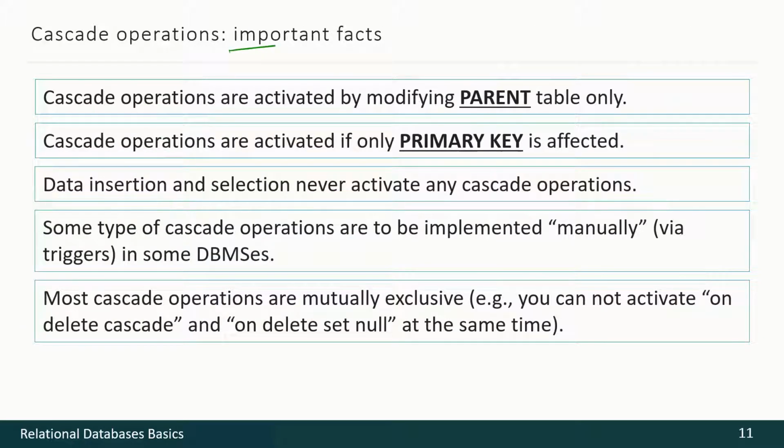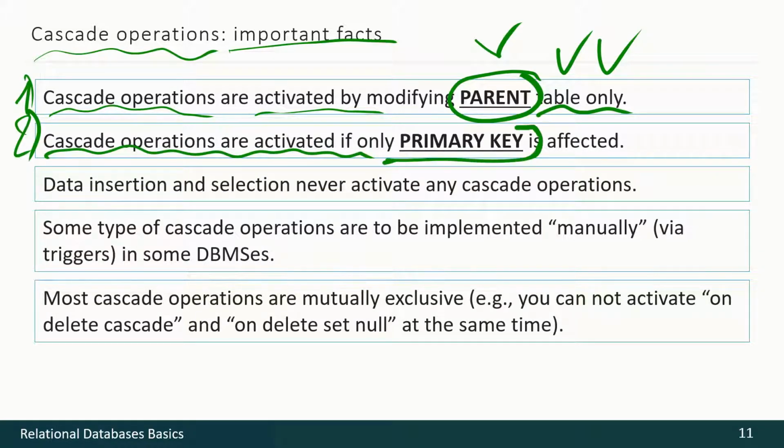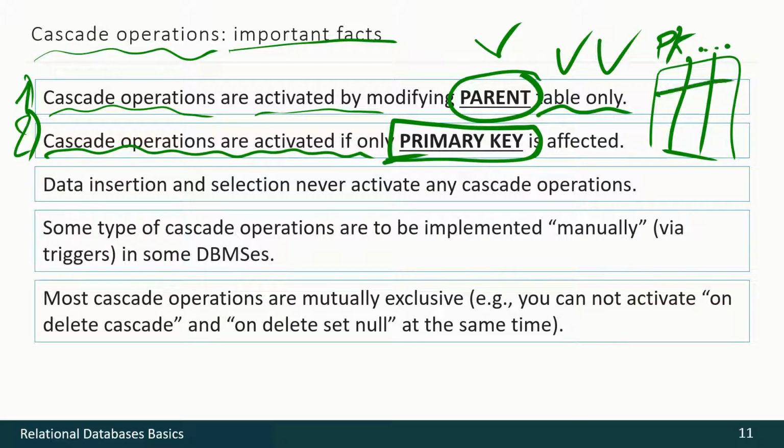And here are some important facts about cascade operations. First of all, cascade operations are activated by modifying the parent table only, never by modifying a child table, so parent table only. The second, cascade operations are activated only if the primary key is affected. For instance, if you have a table, this is the primary key, these are some other fields, and you modify values in those other fields, but you do not modify the primary key, so no cascade update or something like that will happen.